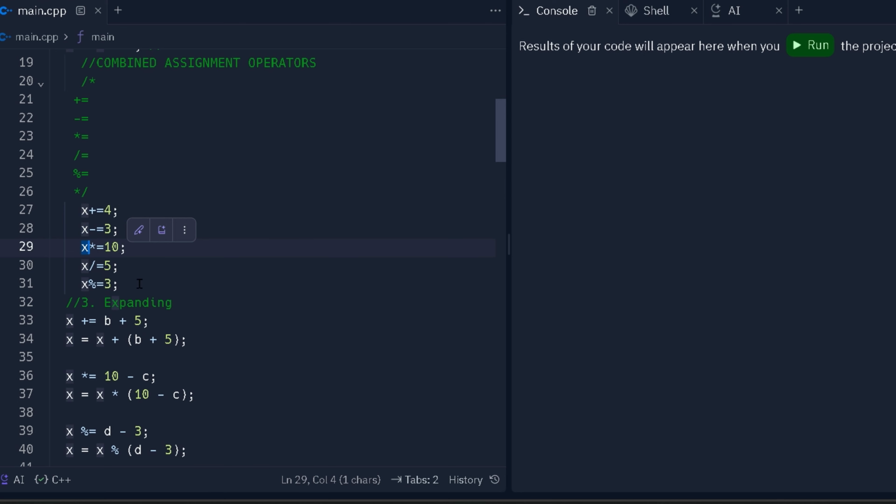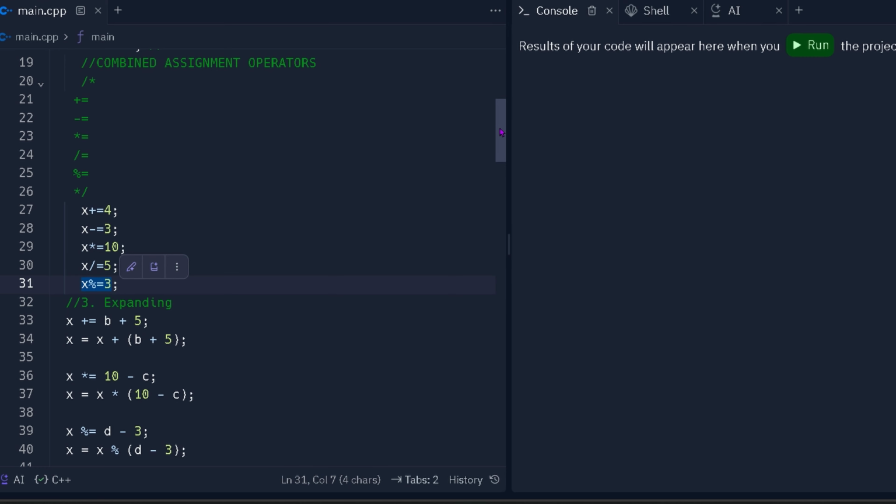If x is 6, you have times equals 10. Well, x now is going to be multiplied by 10 and then set equal to itself, so it'll be 60. 60 divided by equals 5 is going to give us 12, so x is 12 now, and then 12 modulus equals 3 is going to mean that x is 0 because there is no remainder for that operation.